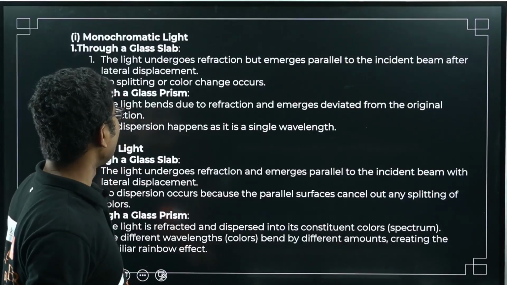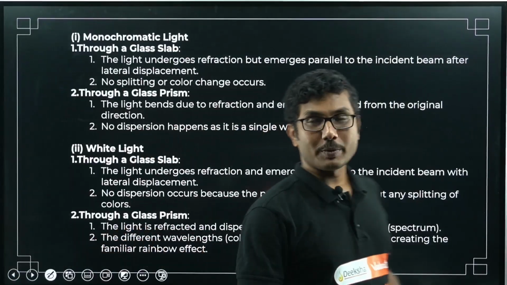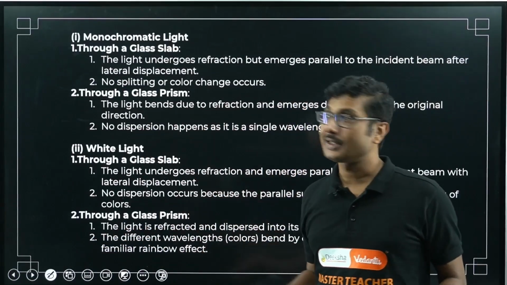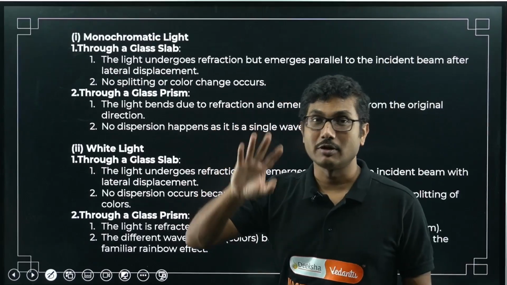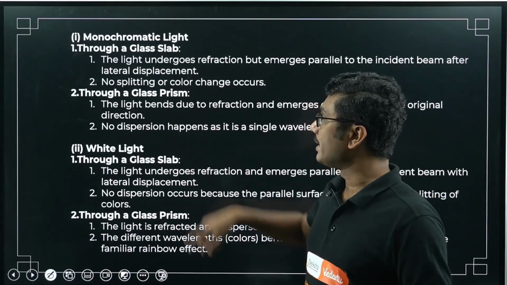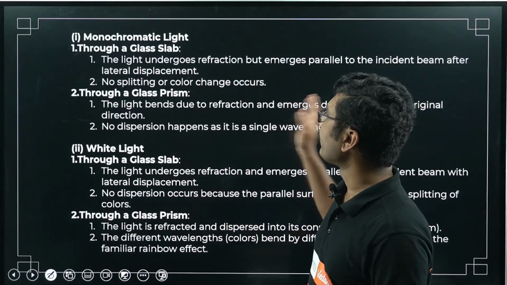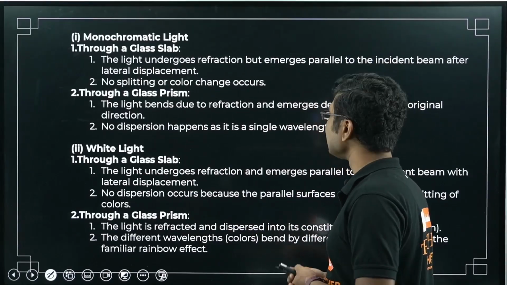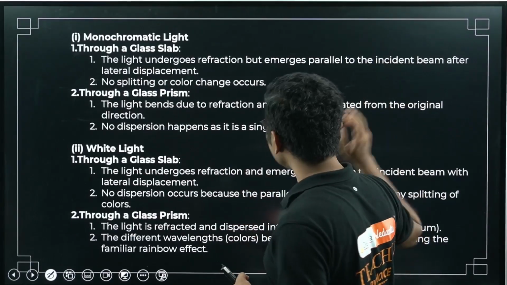Next is now what will happen if you pass monochromatic light. I have given you the detailed explanation. You can shorten that description based on your understanding. Okay, the light undergoes refraction but emerges parallel to the incident beam after displacement.